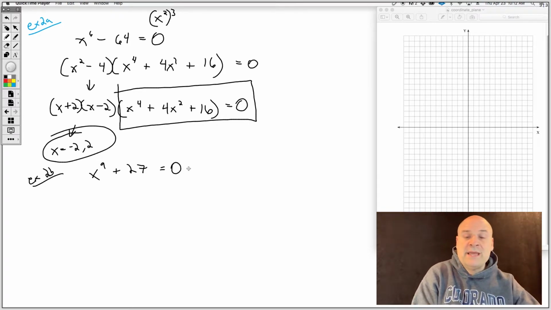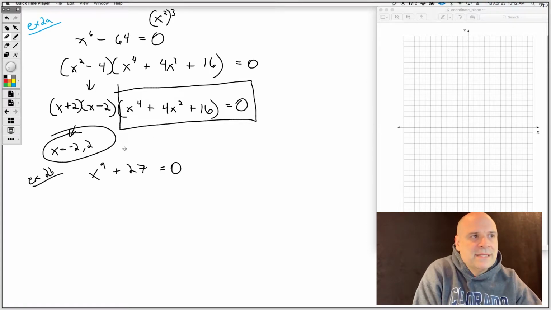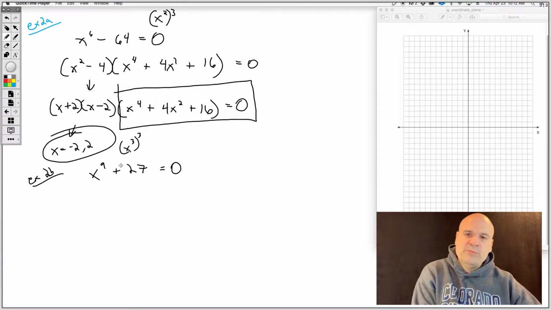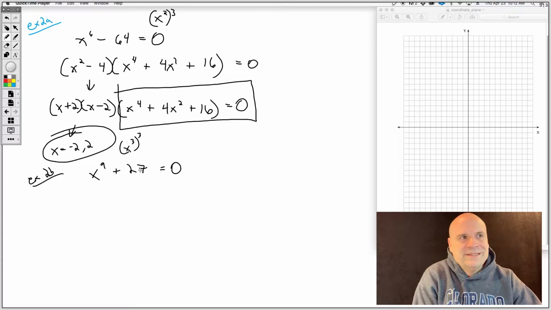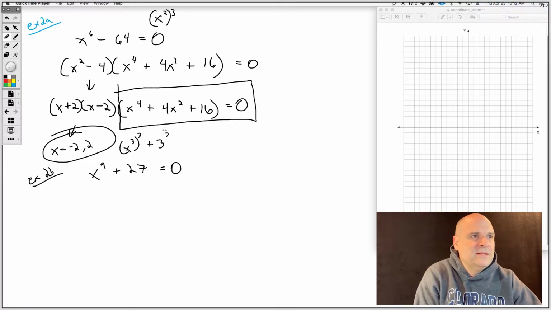Okay, so this is a sum of 2 cubes. Remember, x to the 9th is just x cubed, okay? So the cubed root of x to the 9th is x cubed. All right, and the cubed root of 27 is 3. So this is actually what this looks like. Okay, so now that makes it easy to factor.